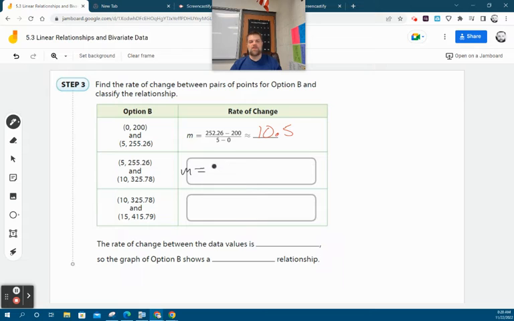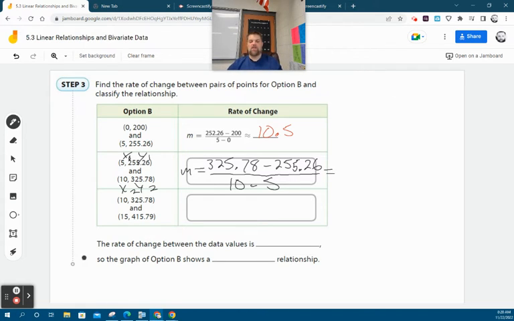So m equals, I'm going to take y sub 2, x sub 2, and this is x sub 1, y sub 1, right? So I'm going to say 325.78 minus 255.26 all over 10 minus 5.